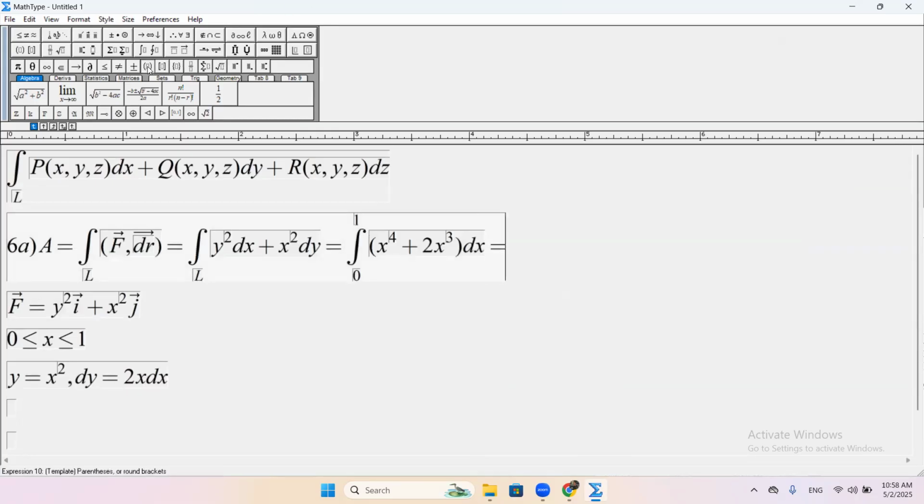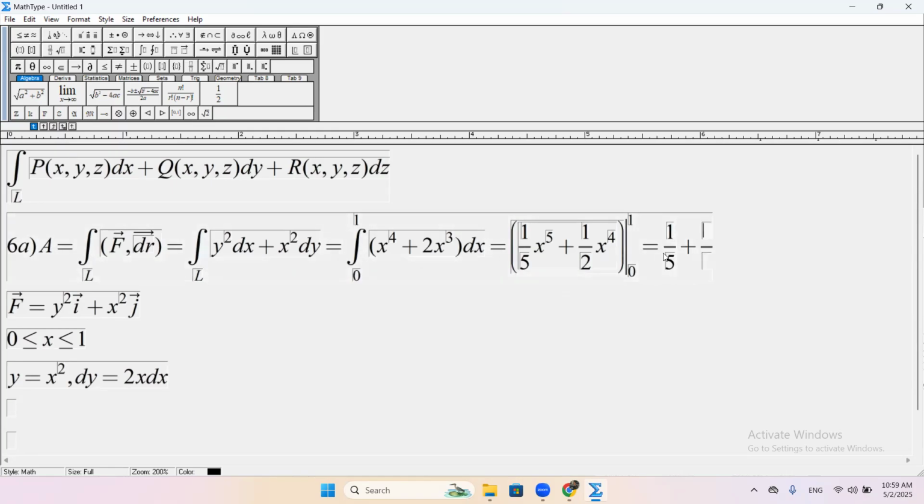So now let's integrate. And what will we receive? 1 over 5 x⁵ plus 1 over 2 x⁴ with the substitutions from 0 to 1. So it will be 1 over 5 plus 1 over 2. And the final answer will be 7 over 10. Any questions about this exercise?